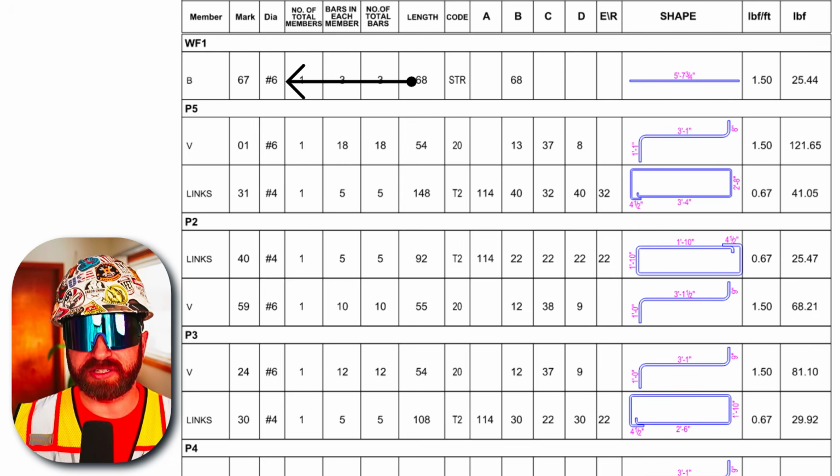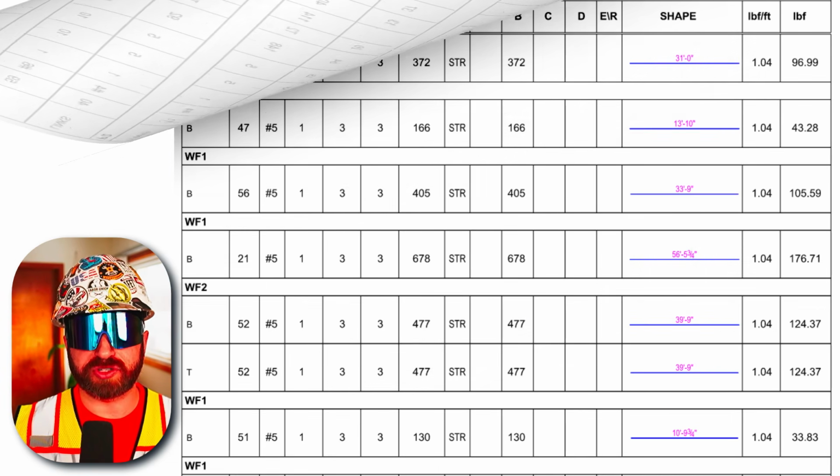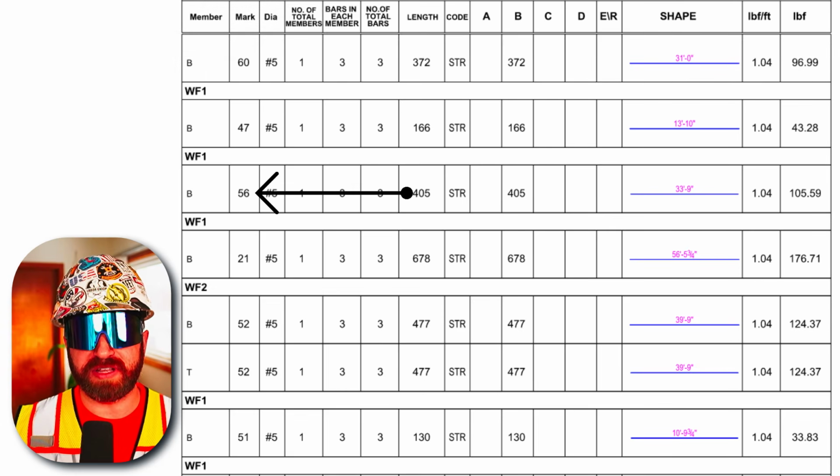So right at the top, I see WF1, which does match our footing, but it's a different diameter bar. See this number 6? We had number 5 in the example that we were previously looking at. So there are multiple WF1s on this project and in this drawing set. So instead of looking for WF1, we're simply going to find our piece mark. So if I scroll down, I get to the 56 piece mark.